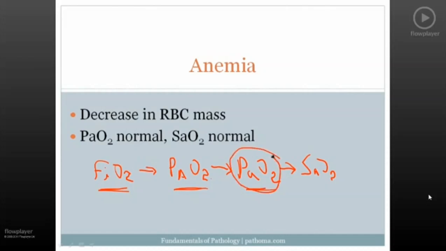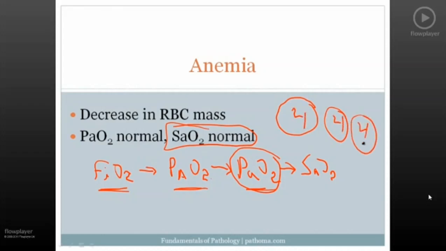At the same time, the SaO2 is normal as well. And the reason the SaO2 is normal is because the SaO2 just looks at what percentage of the hemoglobin is bound by oxygen. So let's just pretend that I've got 3 red blood cells in my entire body, and each red blood cell is carrying 4 molecules of oxygen. In that case, I'm 100% bound because each cell has the ability to carry 4, and each cell is actually carrying 4.